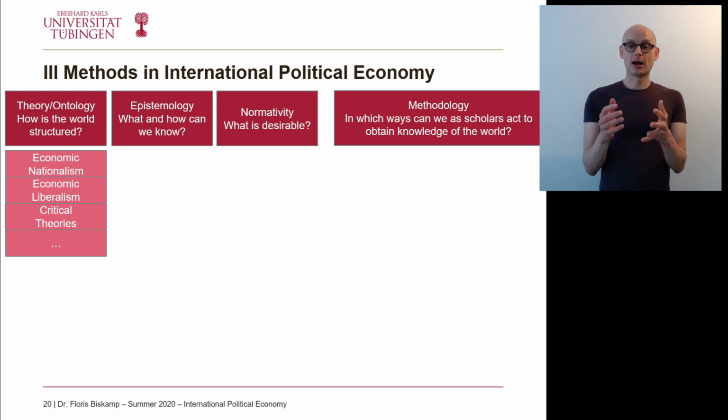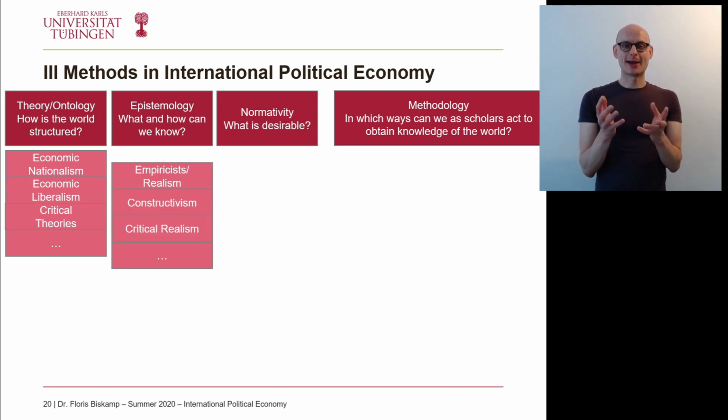Critical theories are claiming that the world is structured by structures of power and domination and exploitation, and those are all claims about the way the world is. So these are ontological claims.